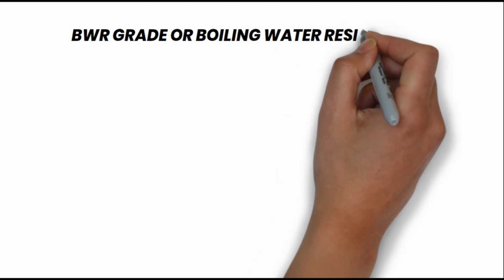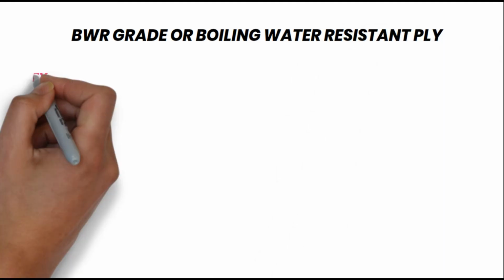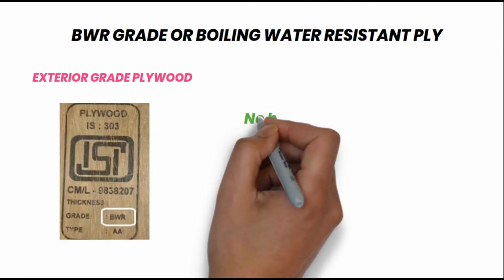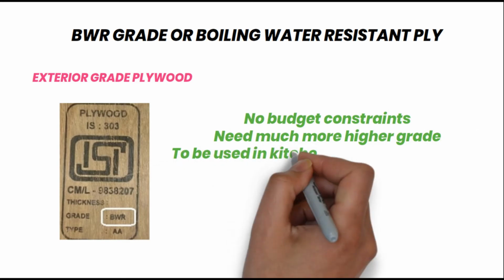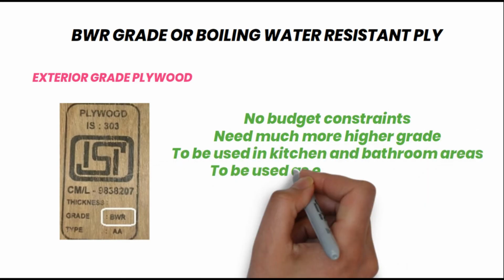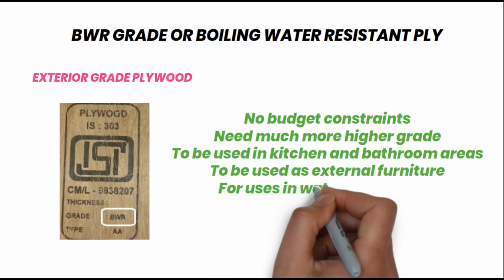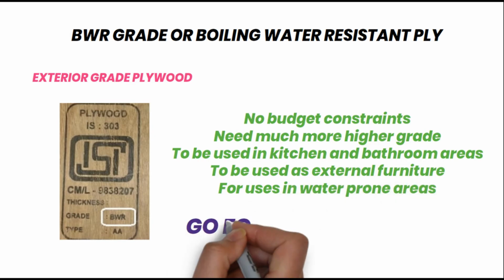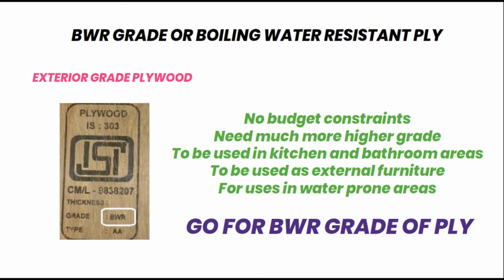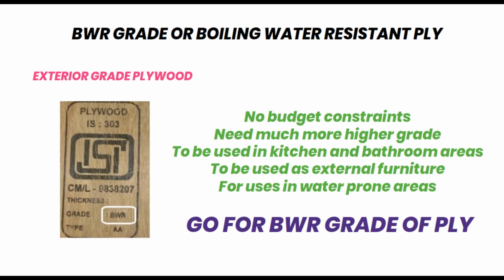BWR grade or boiling water resistant ply, it is basically an exterior grade plywood. If you don't have any budget constraints and you intend to go for a much higher grade and you have to use a plywood in kitchen or bathroom areas, or as an external furniture, or in water prone areas, go for BWR grade of ply, because everything is same as commercial plywood, but its waterproof qualities are much better than commercial ply.